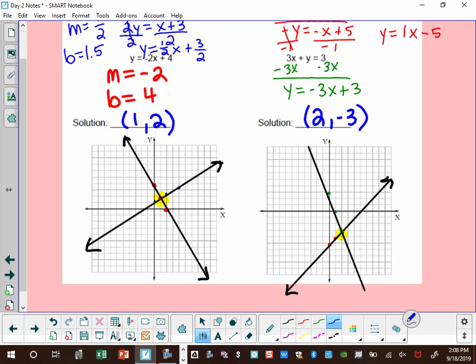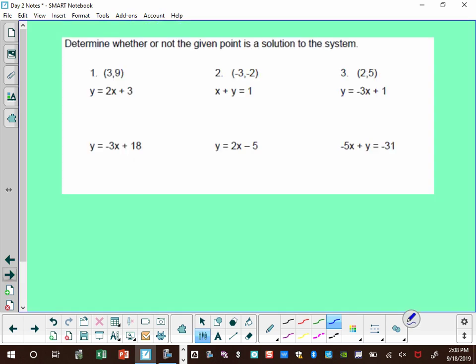Okay, we have one more piece of this, and then we're gonna take a little break. Determine whether or not the given point is a solution. For which part? Number 4. Did you solve for y? I'll have to go back after we're done with this.